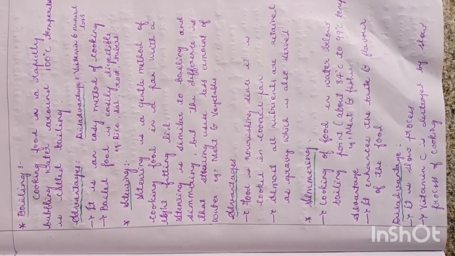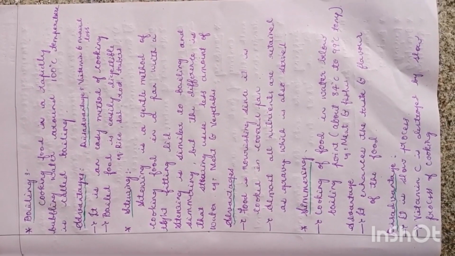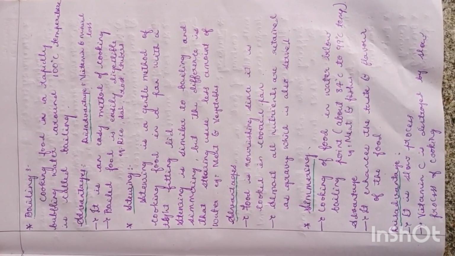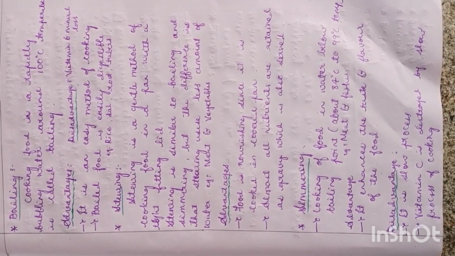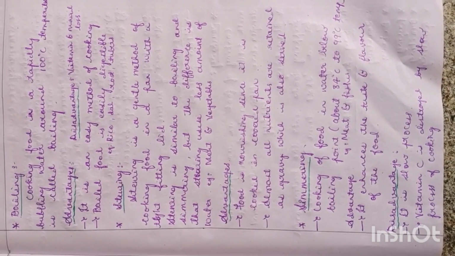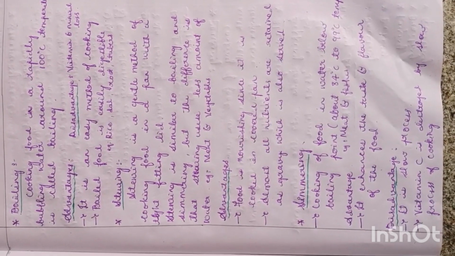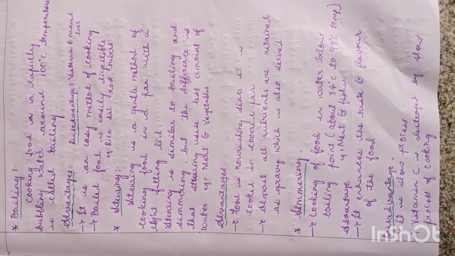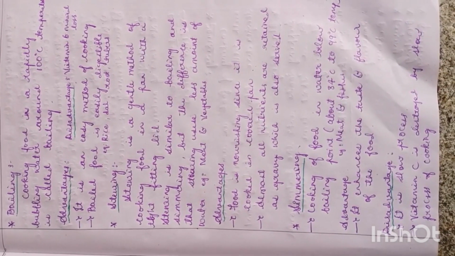Boiling. Cooking food in rapidly bubbling water around 100 degrees temperature is called boiling. It has advantages: it is an easy method of cooking. Boiled food is easily digestible. In this method, rice, dals, and roots and tubers are boiled. Disadvantages: vitamins and minerals are lost by boiling for a long time.